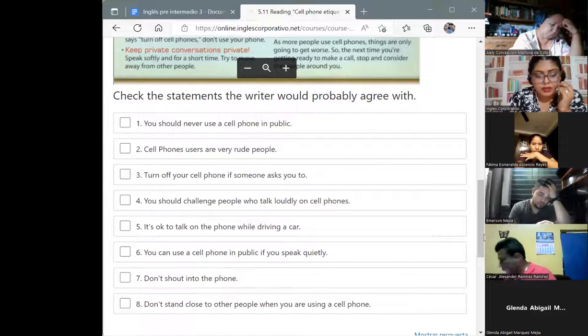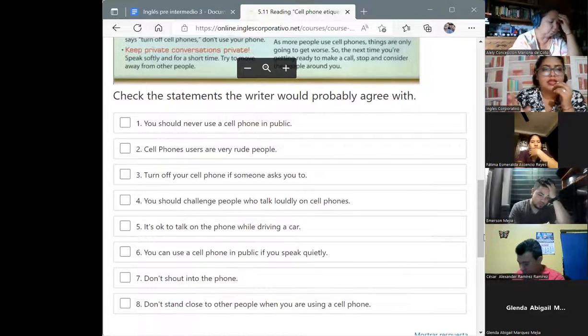So for this case, we have four possible answers. What are the four possible answers that you chose for this exercise?